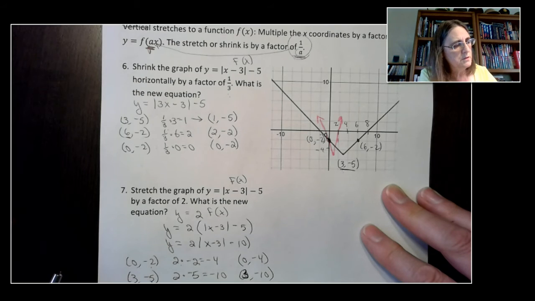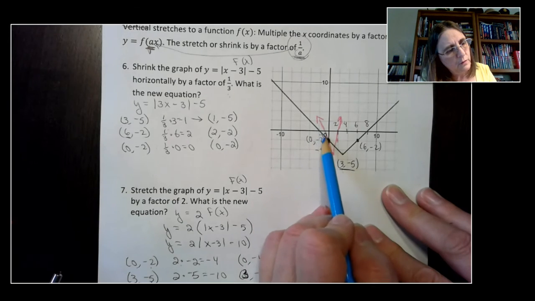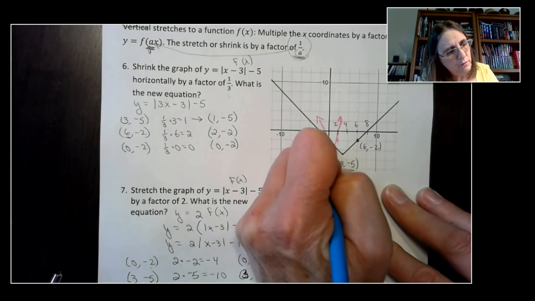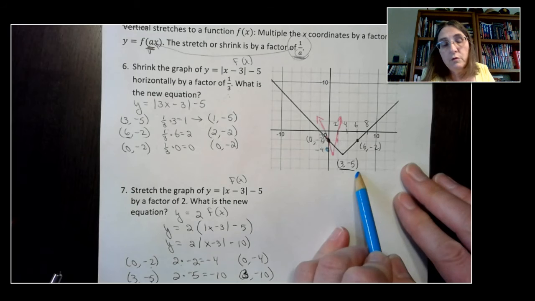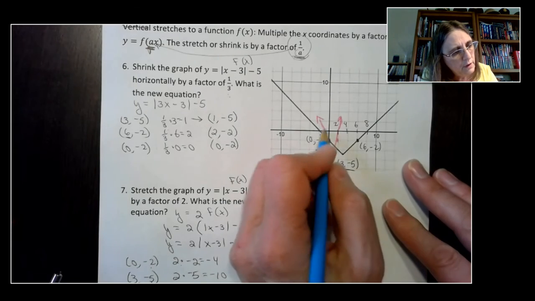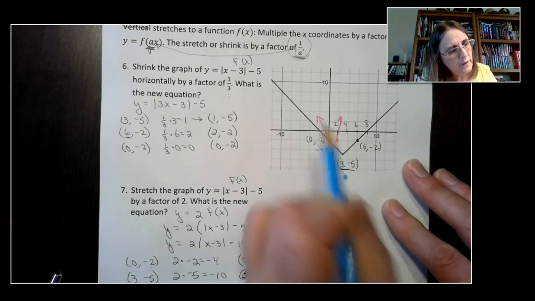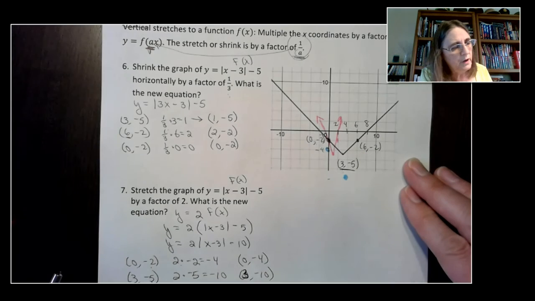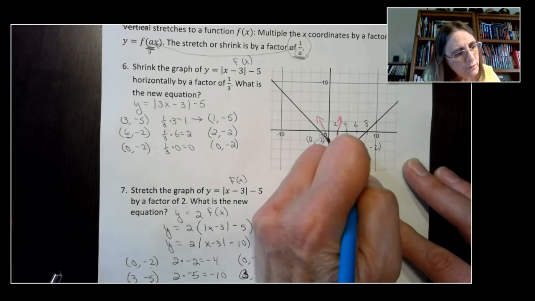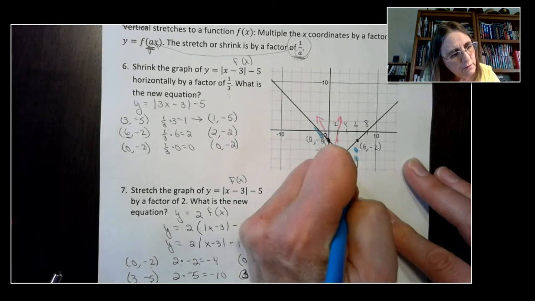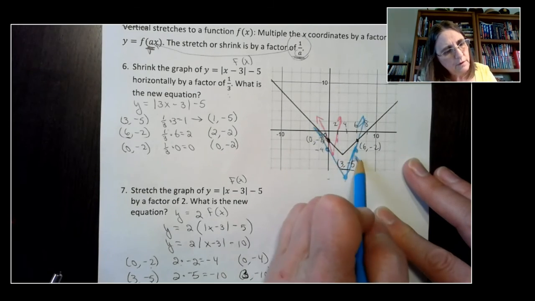Let's plot those points. Here was our point 0, negative 2. We multiplied our y coordinate by 2 to get 0, negative 4. Here's our point 3, negative 5. Take our y coordinate and multiply by 2 to get negative 10. So we're going to have to move down just a bit. 2, 4, 6, 8. Here's 10. And 6, negative 2. We multiplied our y coordinate of negative 2 by 2 to get negative 4. And here is our new graph.